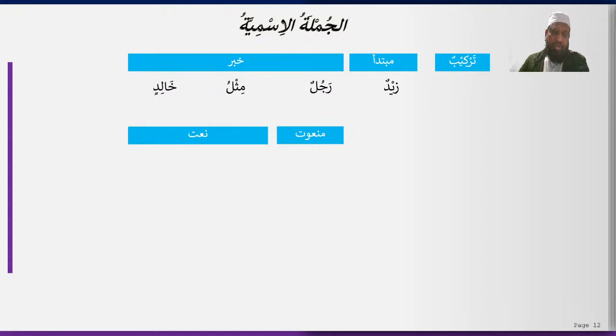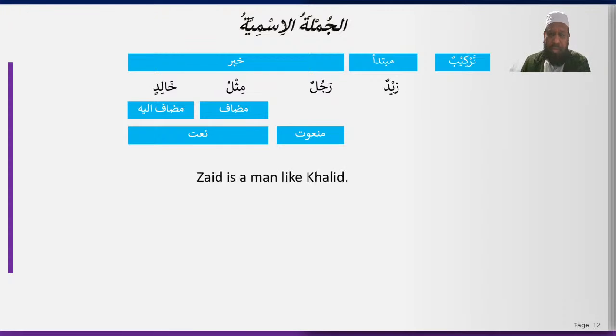Okay, so in this slot we see a phrase made of mudaf and mudaf ilayh. Translation will be: Zayd is a man like Khalid.